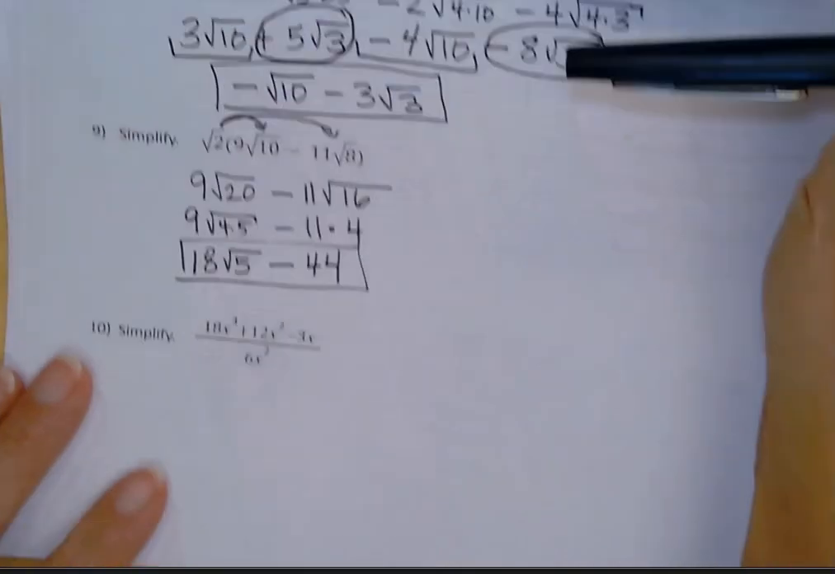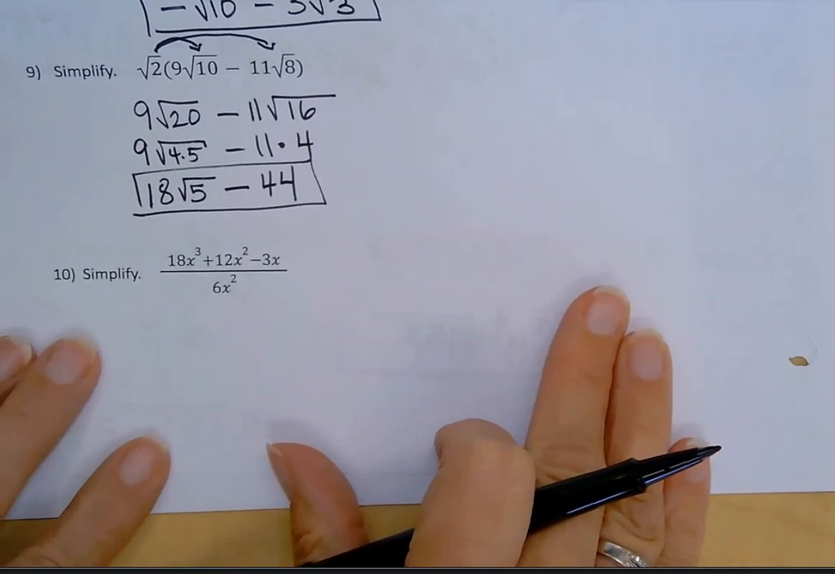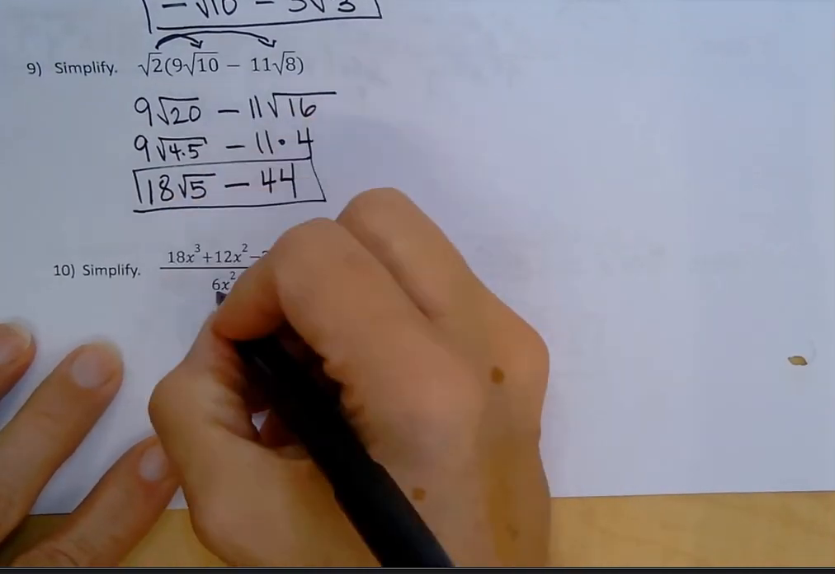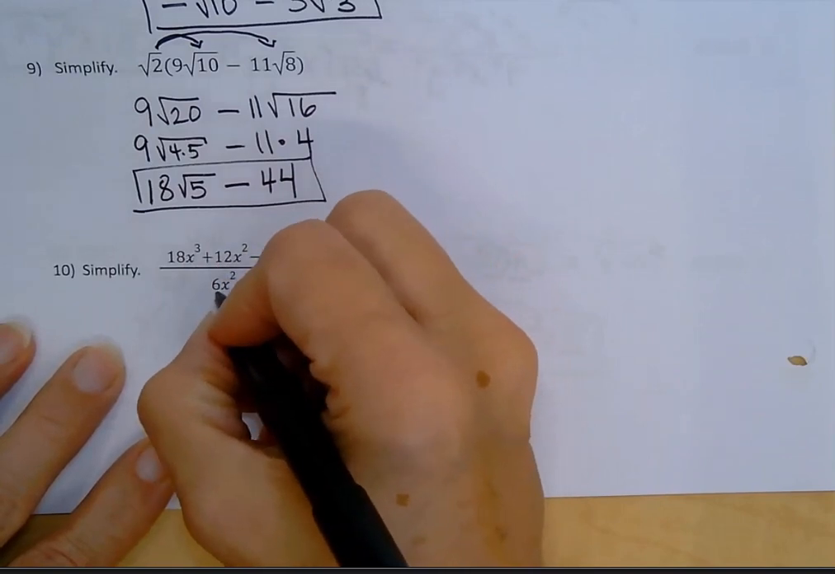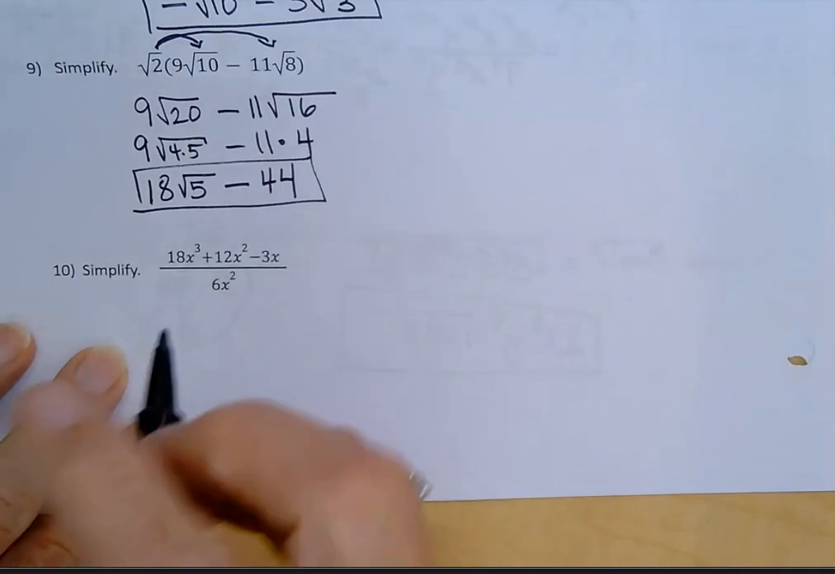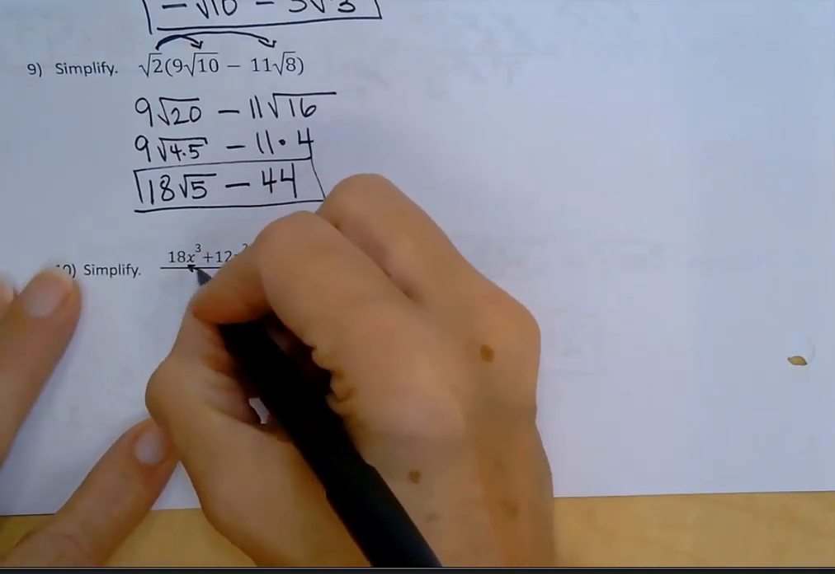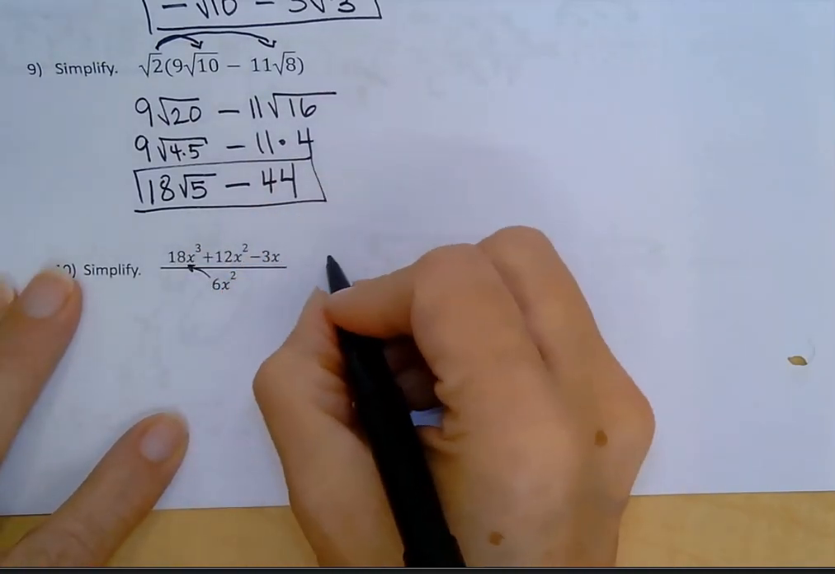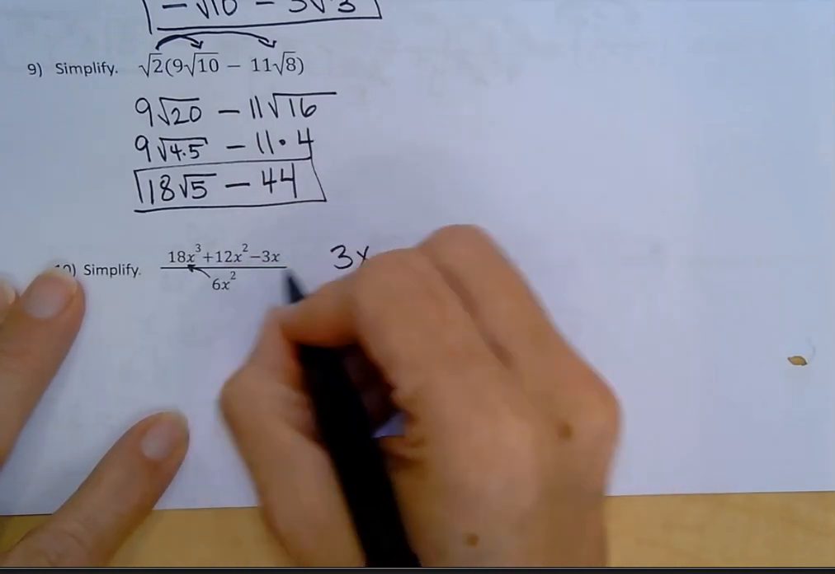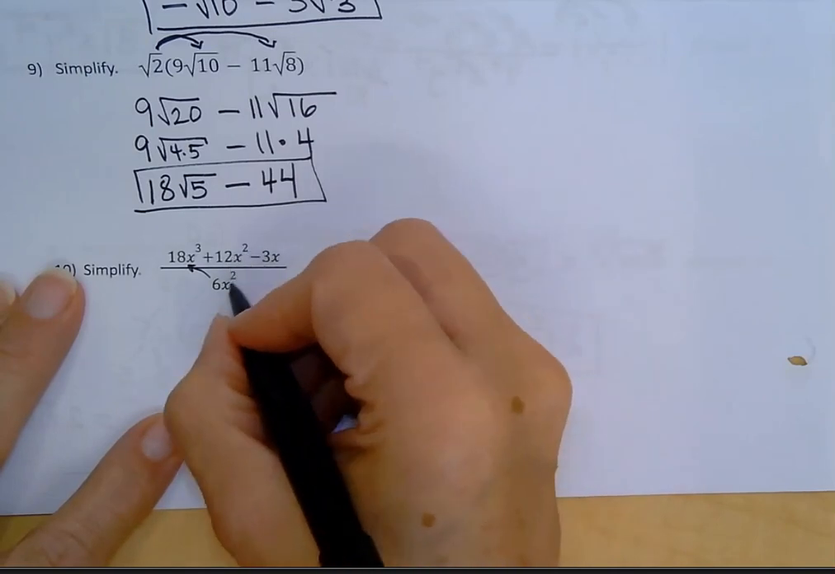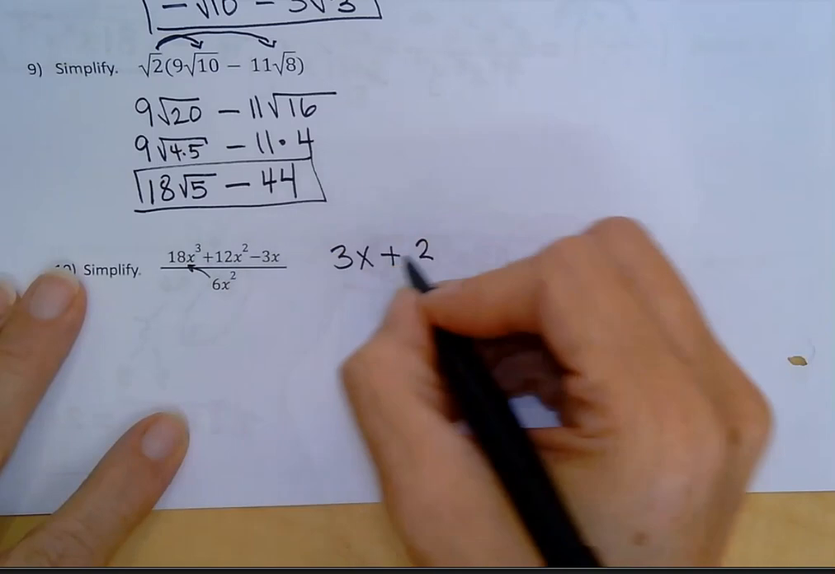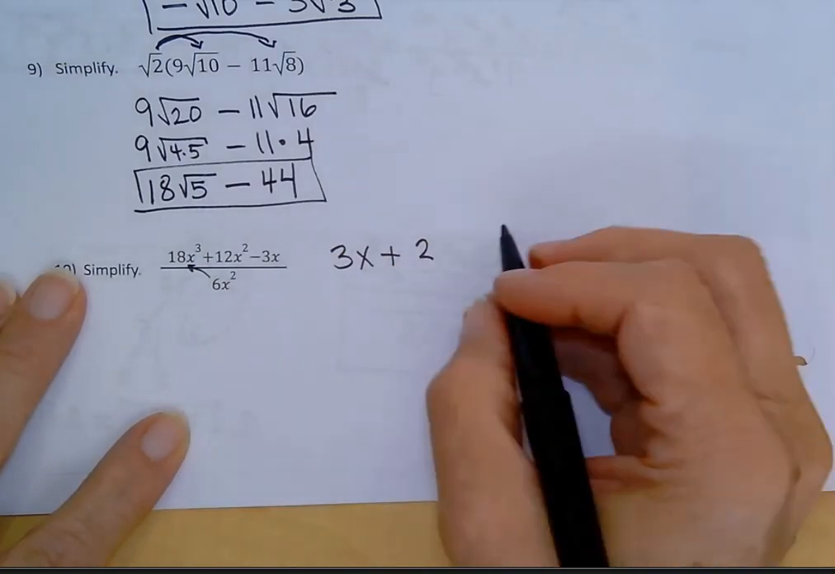Number 10. Number 10, I have a monomial in the denominator. So that means that I can just simplify by dividing that denominator into every term in the numerator. Okay, so I'm going to say 18 divided by 6 is 3. X cubed divided by x is x. Plus 12x squared over 6x squared. 12 divided by 6 is 2. X squared divided by x squared is just 1, so I just have 2.